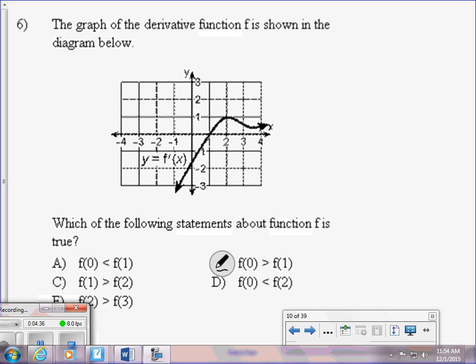All right, so they give you a graph of the derivative, and they say what's true about the function. Oh, I like this question. This is kind of tough. Okay, so when the derivative is below the x-axis, when it's negative, what's the function doing?